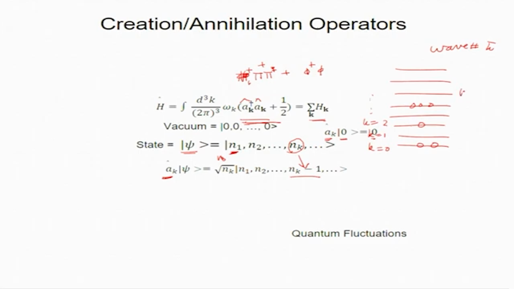So this is, let us say, wave number k. If there are nk particles, it will remove one of them, destroy it, it is basically gone from the system.